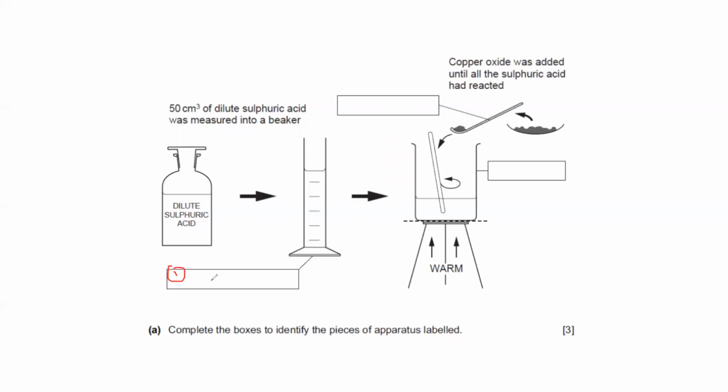Complete the boxes to identify the apparatus. Box 1. Yeah, box 2 is a spatula, that's right. What about box 1? That's a measuring cylinder. Graduated cylinder is also a right word. And what about box 3? That's a beaker.